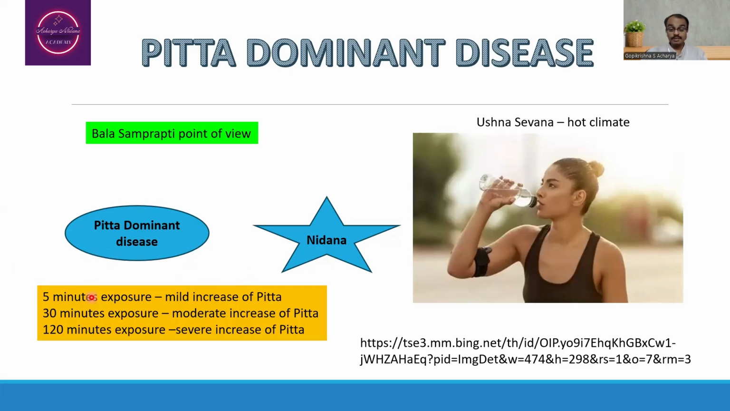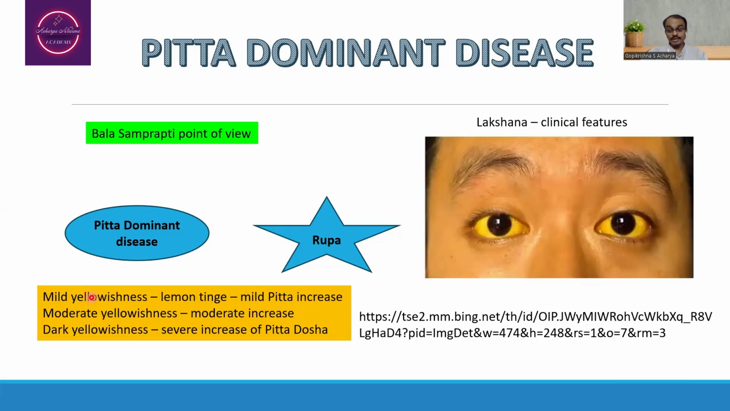If he is exercising up to 5 minutes, a mild increase of Pitta dosha may take place. Whereas if the person is doing the exercise in the summer season up to 30 minutes, there will be a moderate increase of the Pitta dosha. If the exercise is happening up to 120 minutes, a severe form of abnormal Pitta vitiation can be seen. This is about the Bala Samprapti point of view. We can predict the possible Pitta dosha vitiation.